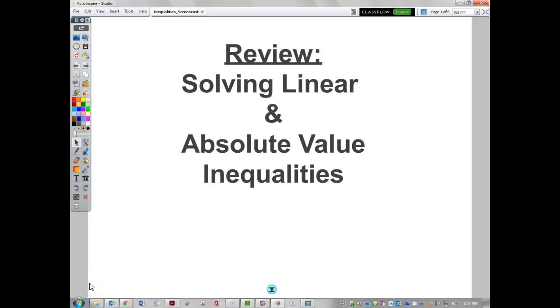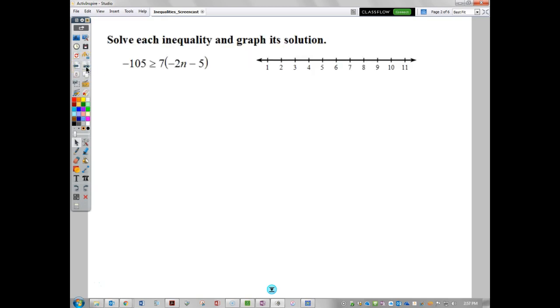In this video, I'm going to review solving linear and absolute value inequalities. Alright, so this is an example of a linear inequality. Now, it doesn't matter which side you have the variable on, but it's always easier if you have it on the left side. So I'm going to flip these two sides around and rewrite it as 7 times the quantity negative 2n minus 5 is less than or equal to negative 105. Just make sure you turn everything around, and then you'll be okay.